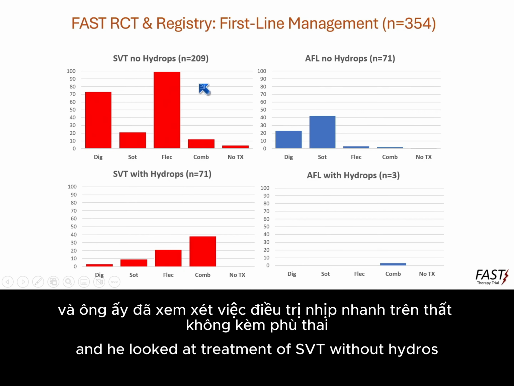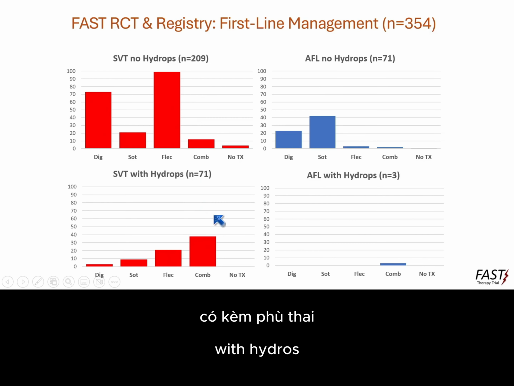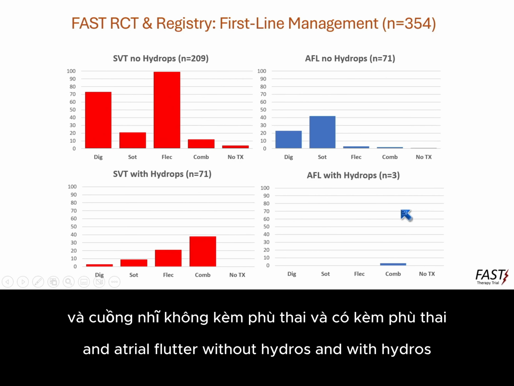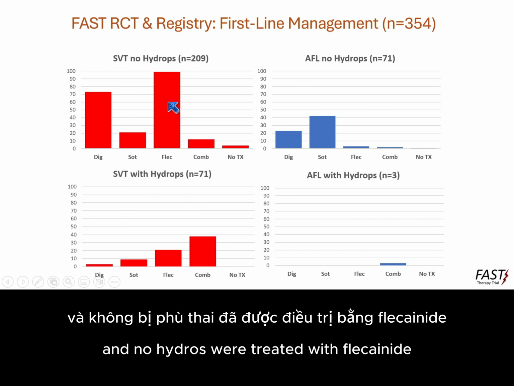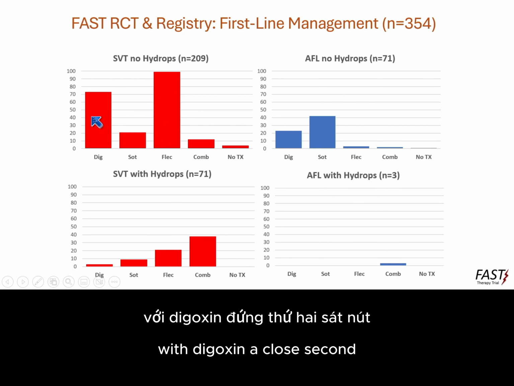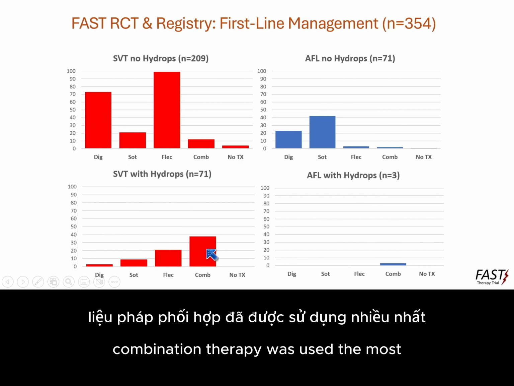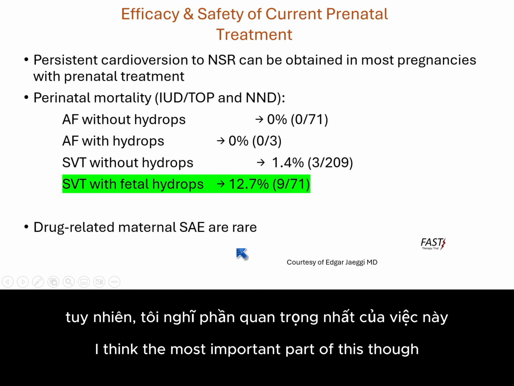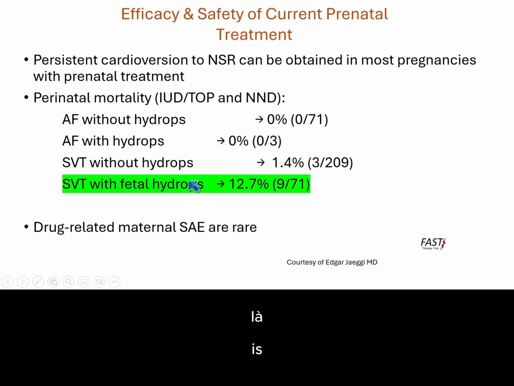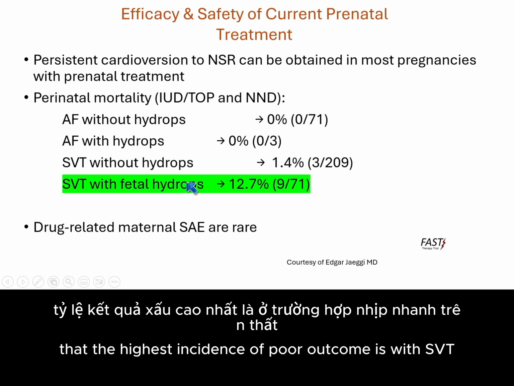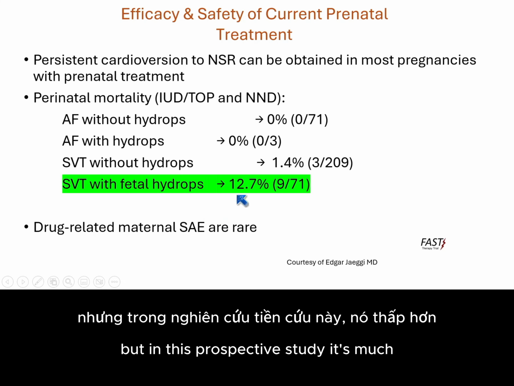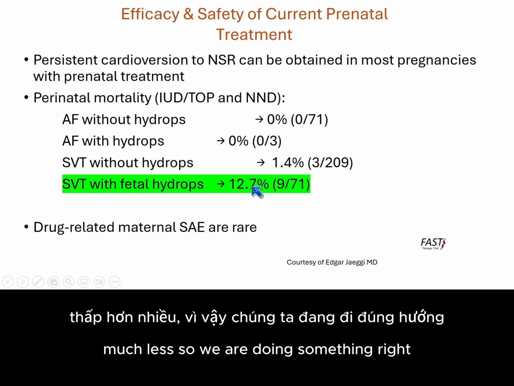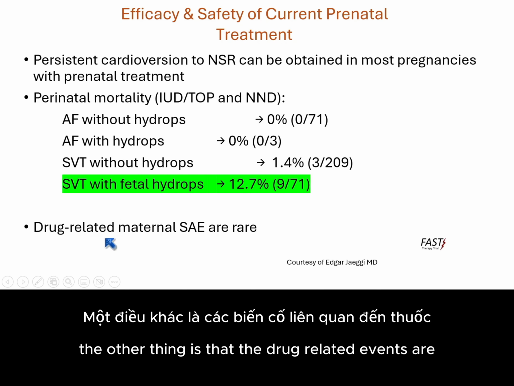He looked at treatment of SVT without hydrops, with hydrops, and atrial flutter without hydrops and with hydrops. You can see that the majority of the patients with SVT and no hydrops were treated with flecainide, with digoxin a close second. And when there was hydrops, combination therapy was used the most. I think the most important part of this, though, is that the highest incidence of poor outcome is with SVT and hydrops, and that rate used to be 20 to 30%, but in this prospective study, it's much, much less, so we are doing something right. The other thing is that the drug-related events are rare.